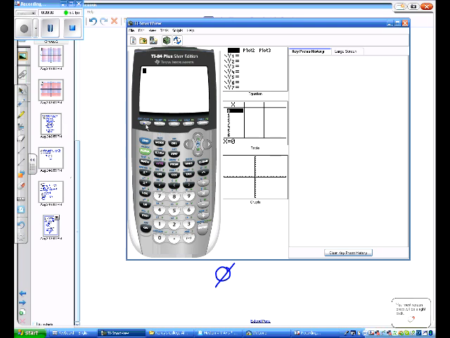If we pull up our y equals screen, and for some reason this isn't pulling up.